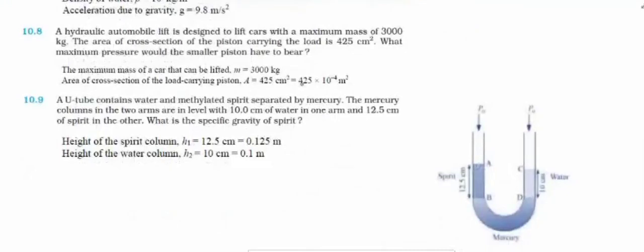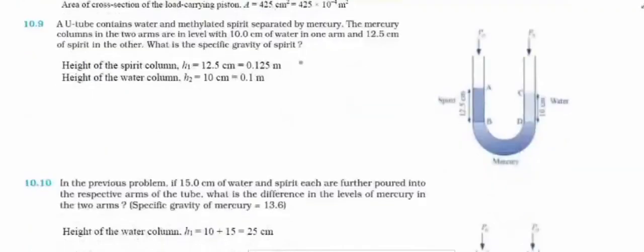Then next, question 8. A hydraulic automobile lift is designed to lift cars with a maximum mass of 3000 kg. Mass is given. The area of cross section of the piston carrying the load is 425 centimeters square. Convert to SI unit. What maximum pressure would the smaller piston have to bear? This question is from hydraulic lift. So calculate the pressure using the formula P is equal to F by A. F is mg, and find the value of pressure.